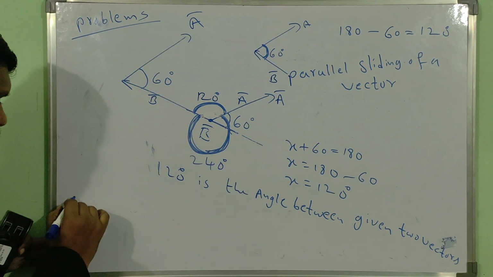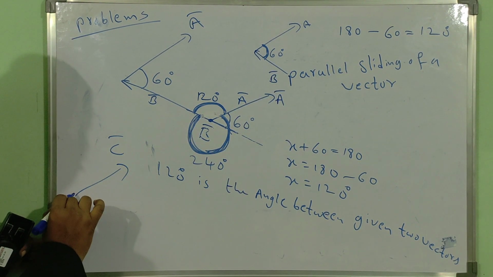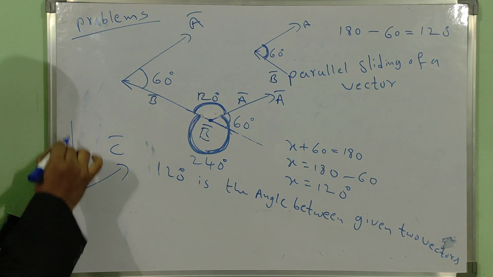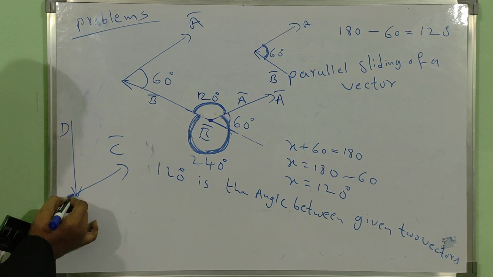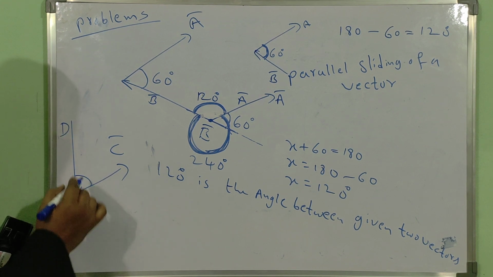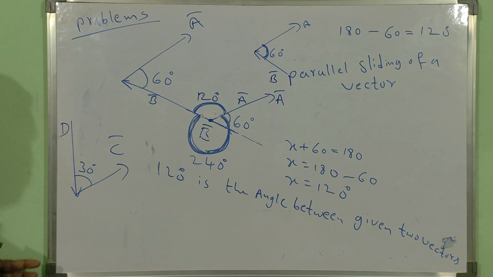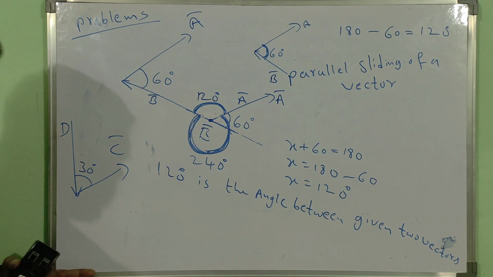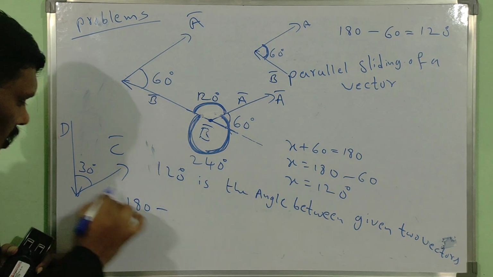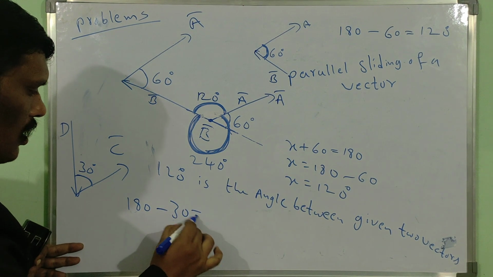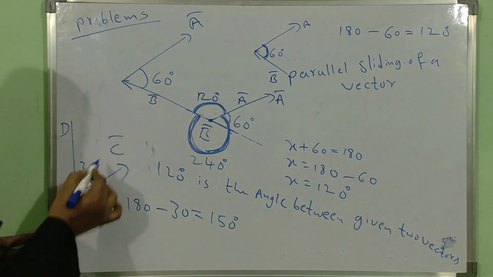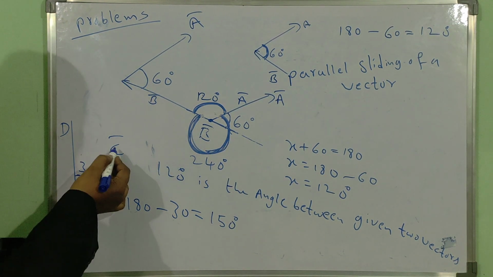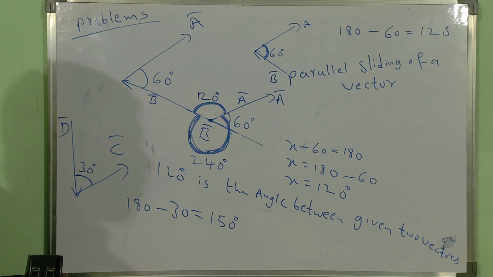So, if I am going to ask one more question, this is the c bar vector and this is the d bar vector. C bar and d bar. But c bar tail and d bar head meet together, and the angle given here is 30 degrees, suppose. Then what is the angle between the c bar and d bar vector? Without doing all those things, what is our simple trick? 180 minus the given angle here, 30. How much? 180 minus 30, 150 degrees. That is the angle between c bar and d bar vectors.